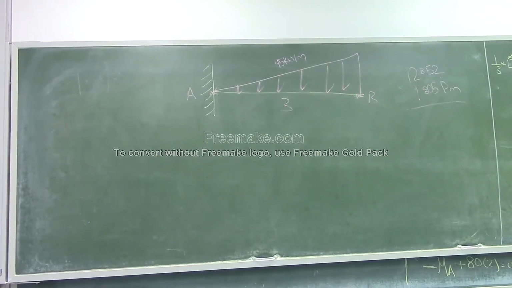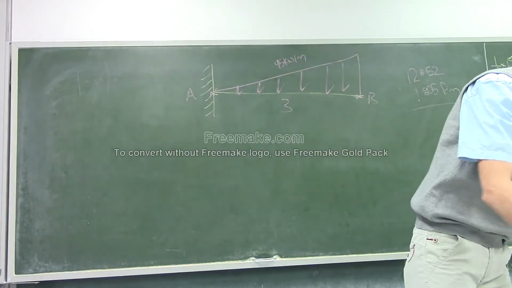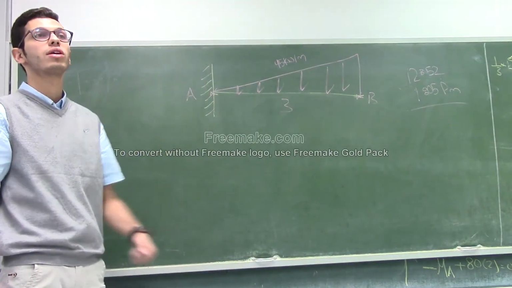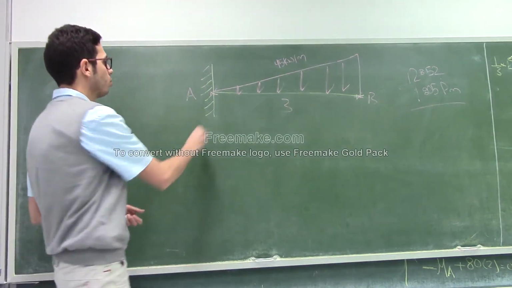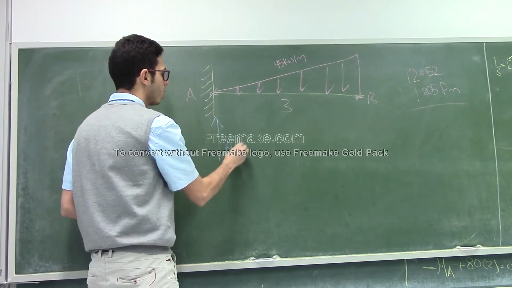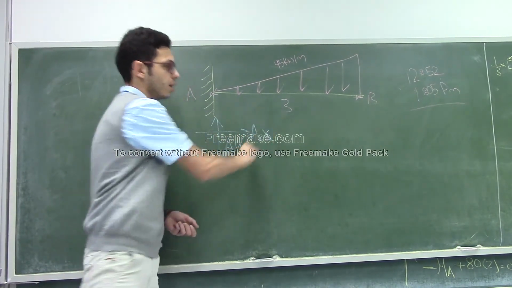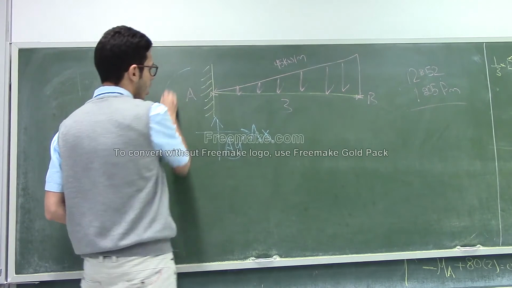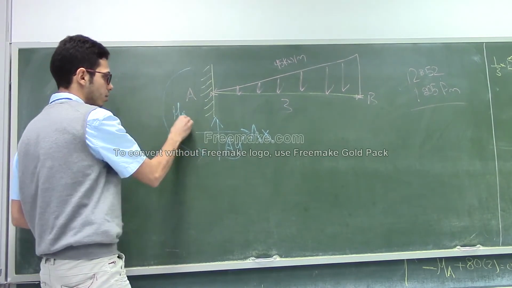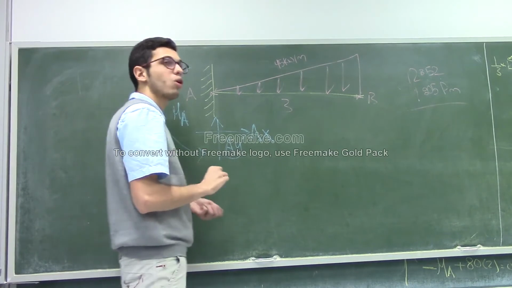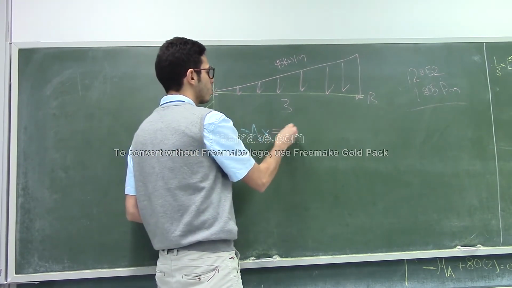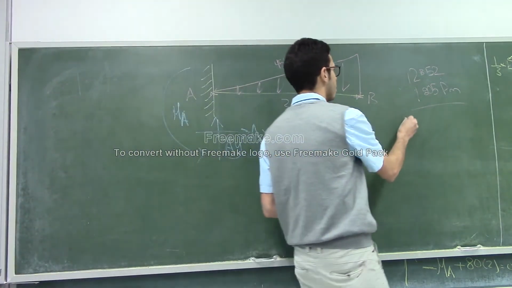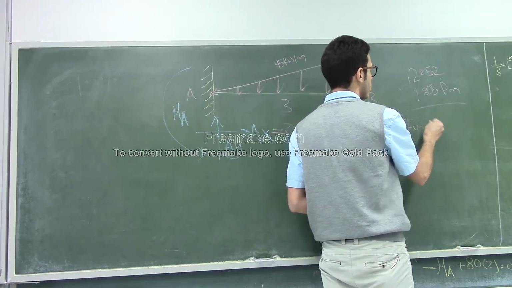Please focus on me. Okay, let's solve this quiz together. The first step is always to find the reactions. Here we have a fixed support, so it's AY, AX, and the moment. Obviously, all of us can notice that AX is equal to 0 because there is no force in the X direction. Now, to find AY, just apply the summation of the forces on Y equal to 0.